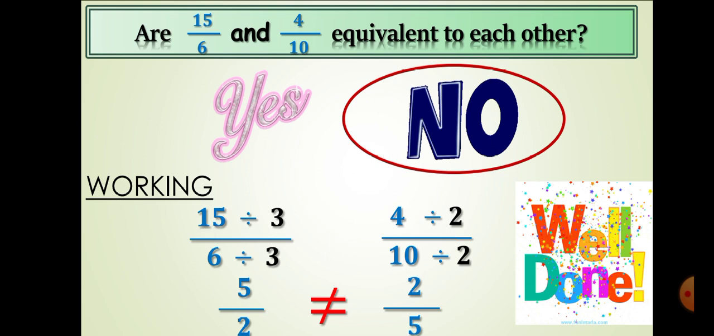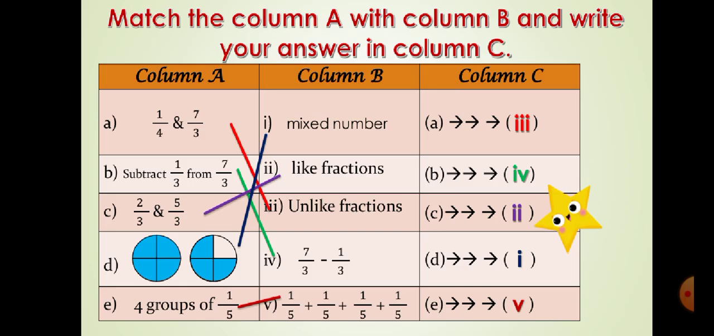So are 15 over 6 and 4 over 10 equivalent to each other, yes or no? For that we have to do working. So 15 over 6 and 4 over 10. First of all, we have to check if they simplify or not. So we have 15 over 6 divided by 3 and 4 over 10 divided by 2. In 15 over 6 I get 5 over 2, and in 4 over 10 I get 2 over 5. That means it is the opposite, it's a reciprocal. So that means no, the answer is no.